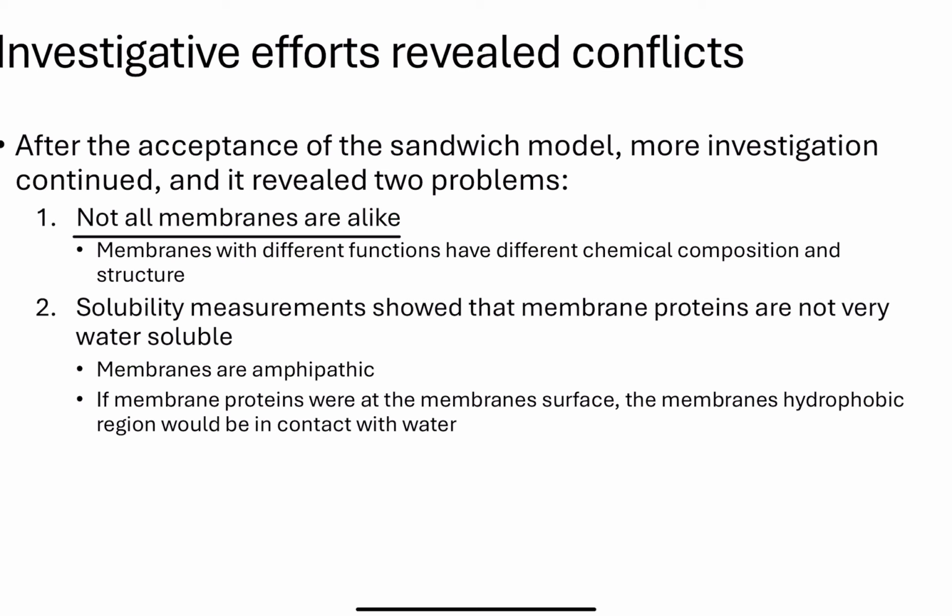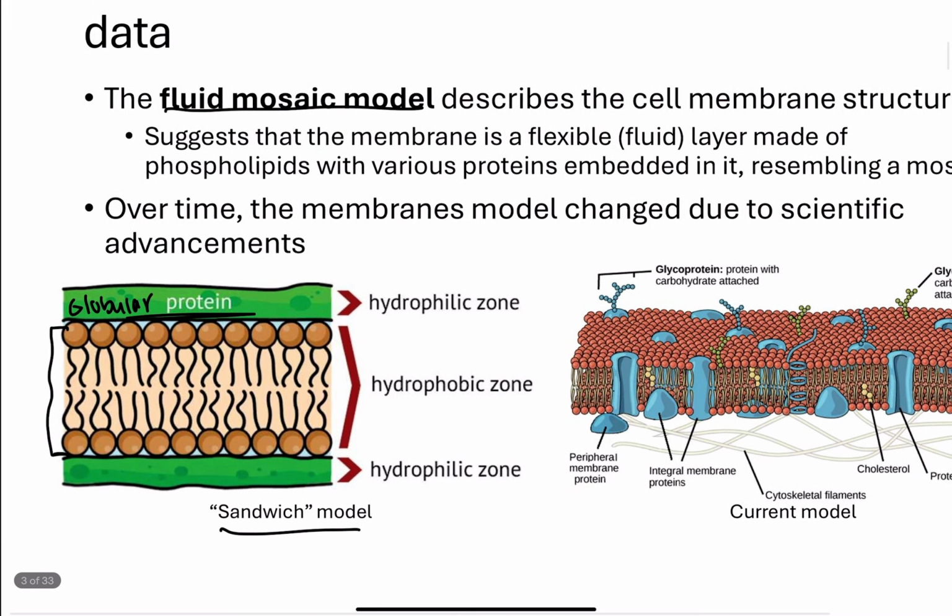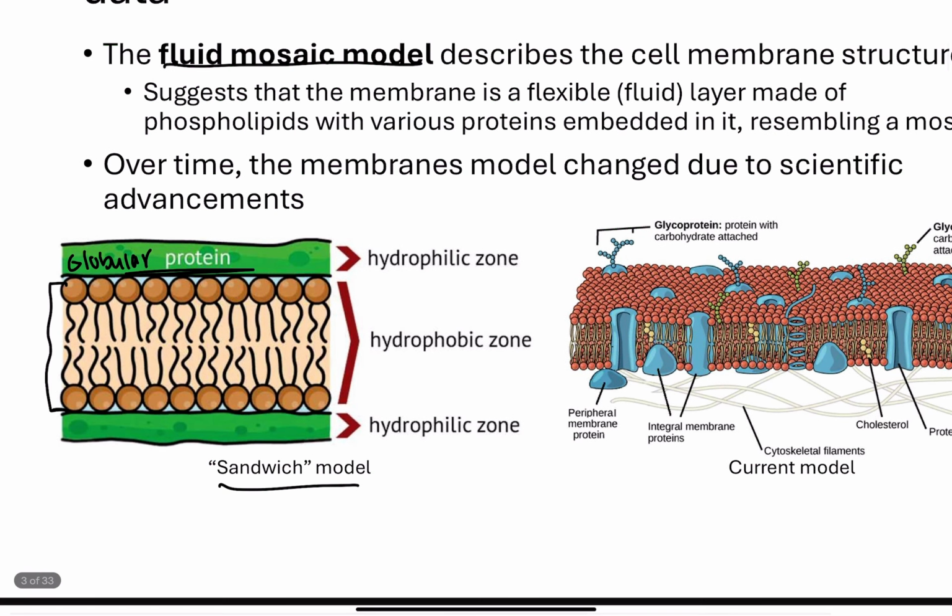So all of these findings from these measurements and tests that we ran led us to the following conclusions. It led us to the idea that our membranes are amphipathic, and what happened in the sandwich model is that our phospholipids were thought to form the hydrophobic core of the membrane, and the hydrophilic proteins were on both sides of the lipid bilayer.